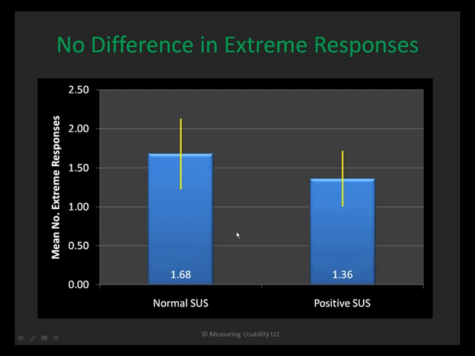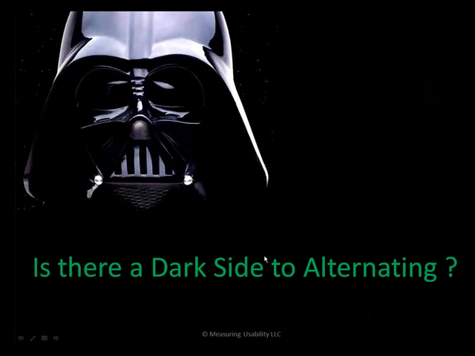And there was also no difference in the extreme responders, those picking either all 5s or all 1s in this case. And in fact, even though they are statistically indistinguishable, as you can see with the yellow confidence interval bars here, the actual positive SUS showed fewer extreme response tendencies than the normal SUS, somewhat surprisingly.